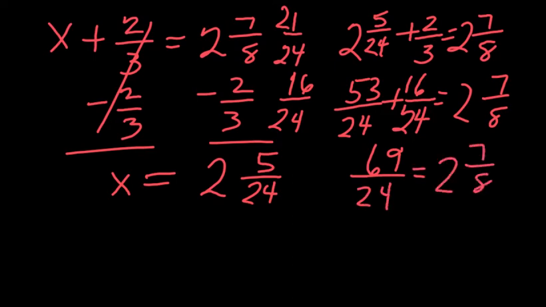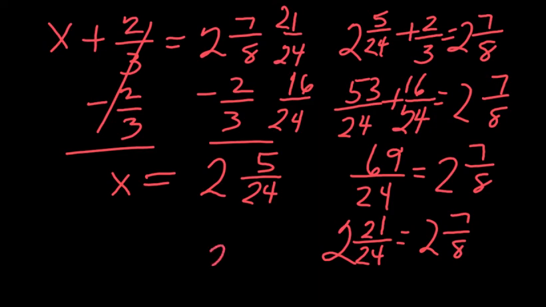Okay. 69 24ths. 24 will go 2 times into 69. That will be 48. When you take 48 away from 69, you have 21. When you reduce your fraction, 21 24ths, you divide them both by 3, you get 2 and 7/8. So 2 and 7/8 does equal 2 and 7/8. Checks beautifully.